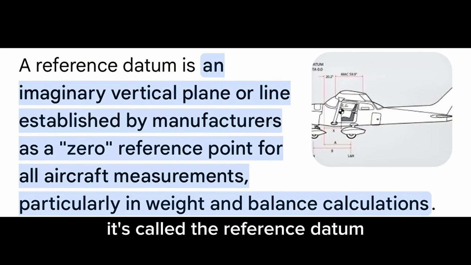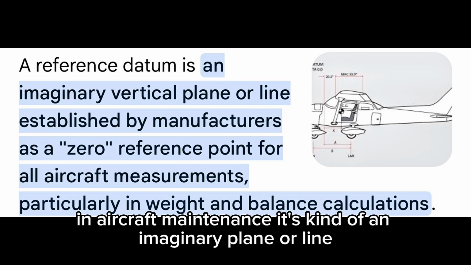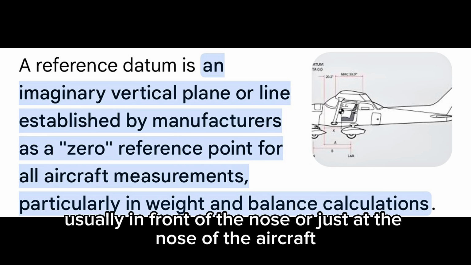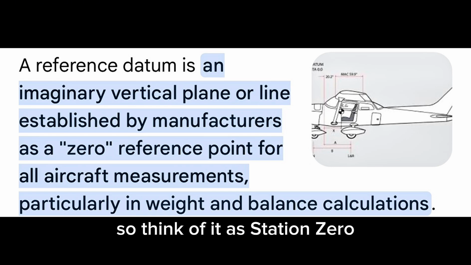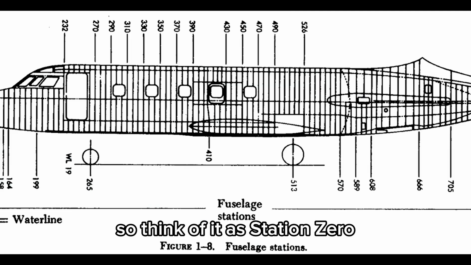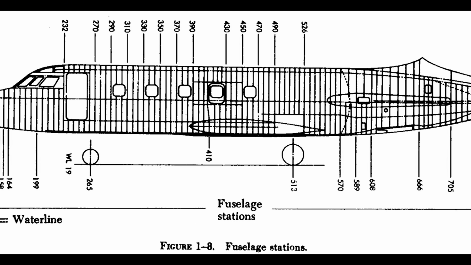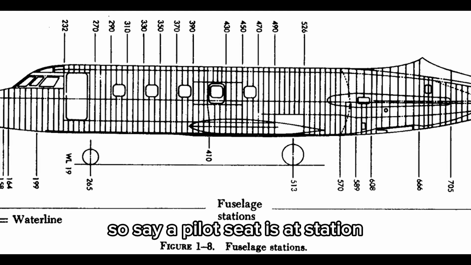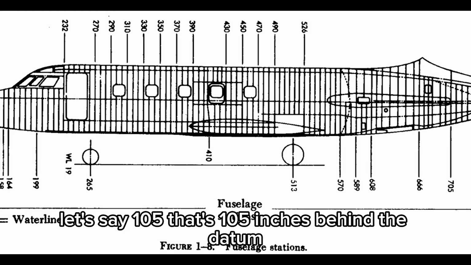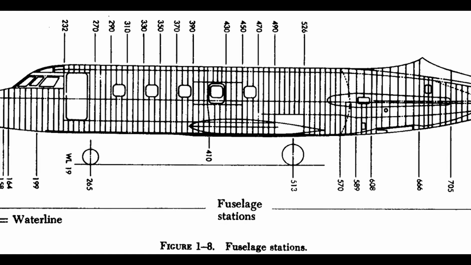It's called the reference datum. Usually we just call it the datum in aircraft maintenance. It's kind of an imaginary plane or line, usually in front of the nose or just at the nose of the aircraft. Think of it as station zero. Anything after that going towards the back of the aircraft would be a positive number in inches. So say a pilot seat is at station, let's say, 105. That's 105 inches behind the datum.